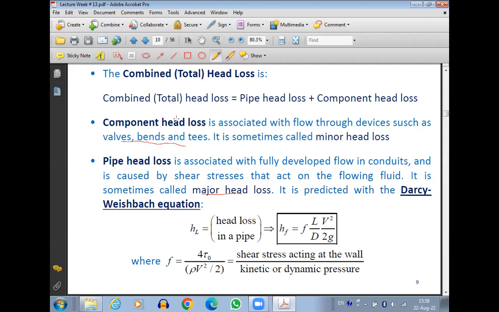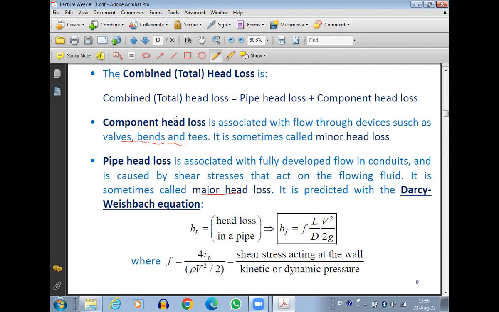But as the fluid flows throughout the entire pipe, there are viscous effects, the friction between the fluid and the pipe material, that cause losses, and this is known as the major loss. So the losses because of the viscous effects are known as the major losses, and the losses because of a specific component are known as the minor loss.